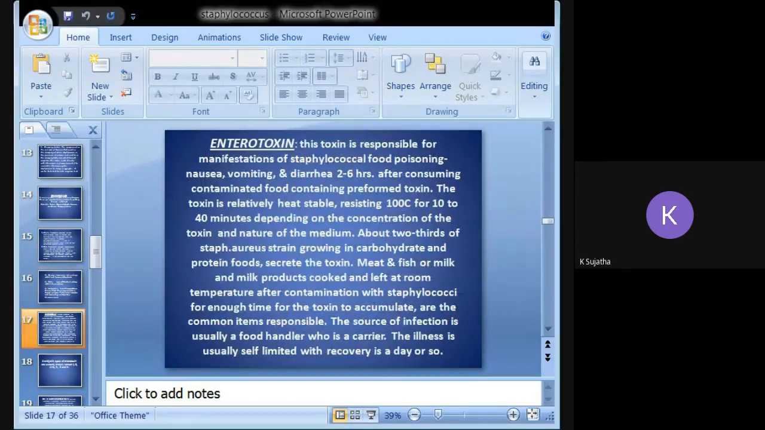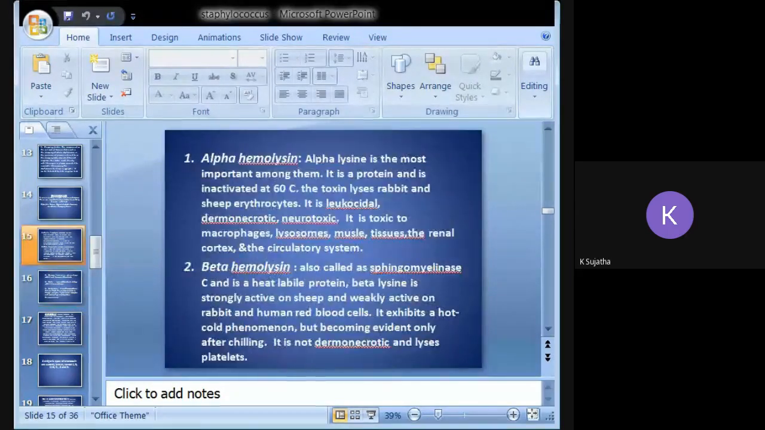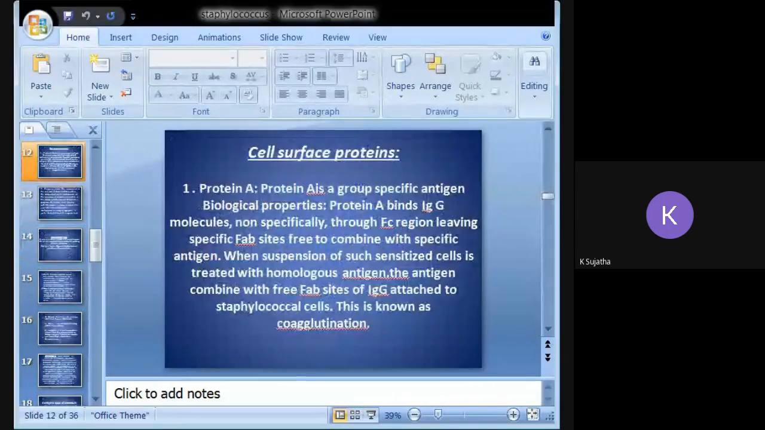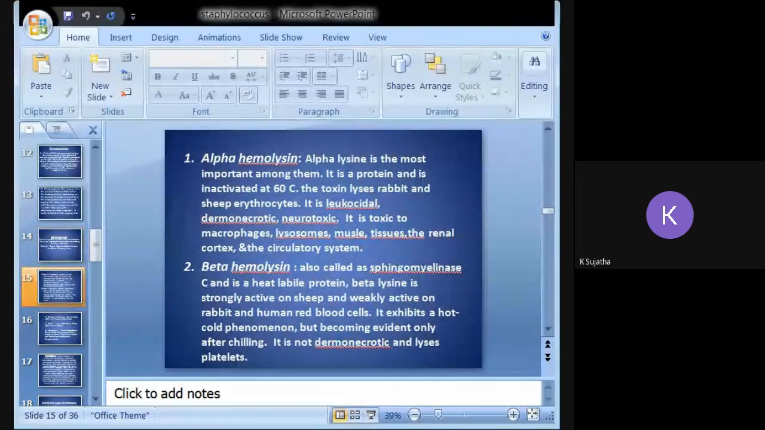And the other toxin, enterotoxin. Okay, enterotoxin. So understand this point. The five types of cytolytic toxins lyse erythrocytes, next macrophages, lysosomes, muscle tissues. All these cells are destroyed.